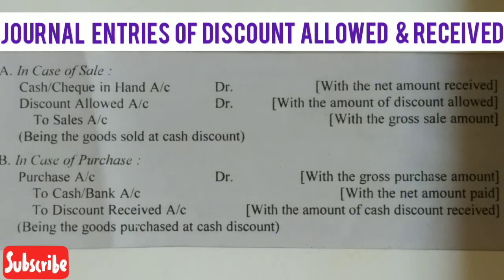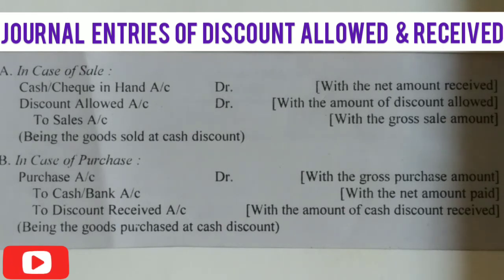To sales account. This would be your entry in case of sales with the discount allowed. Let us see the case of purchase. When you purchase goods and suppose you have received a discount, then your entry would be purchase account debit with the gross amount to cash or bank account. That means if you have paid cash, cash account will be credited, but if you have issued a check, bank account will be credited. And whatever amount of discount you have received, that will be credited. So to discount received account will be credited. Discount received is our income, so credited. Whereas in case of sale, discount allowed is our expense, so it is debited.